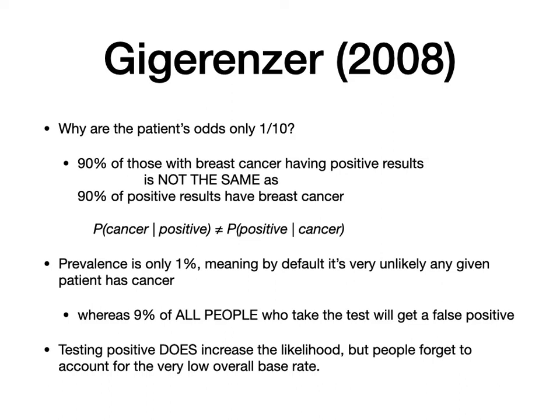Here's what's going on. The reason you end up at 1 out of 10 is that the prevalence is only 1%, meaning by default, it's super unlikely any given patient has cancer.